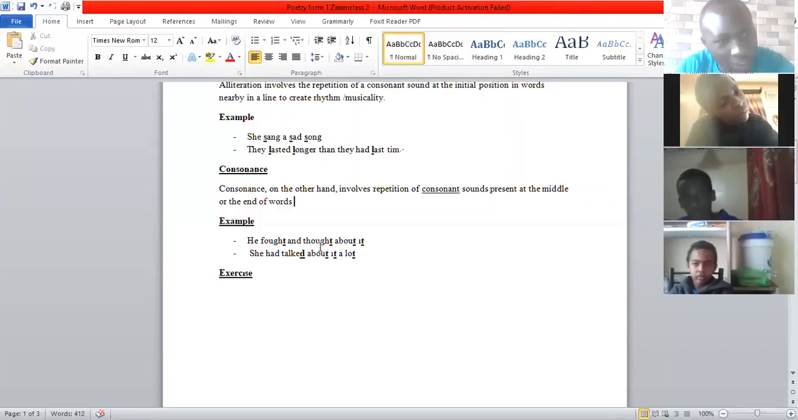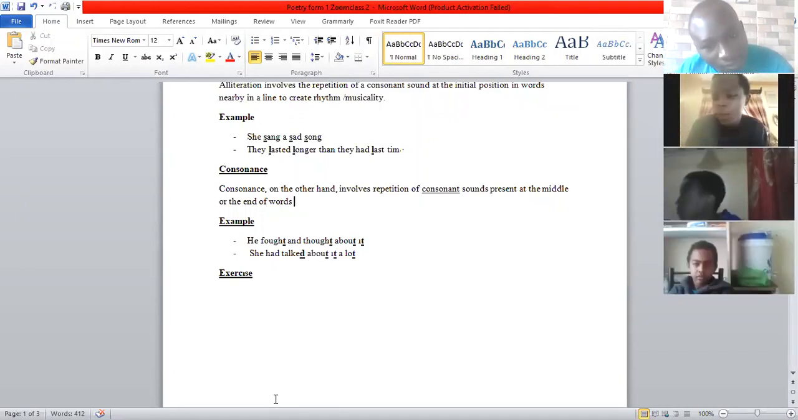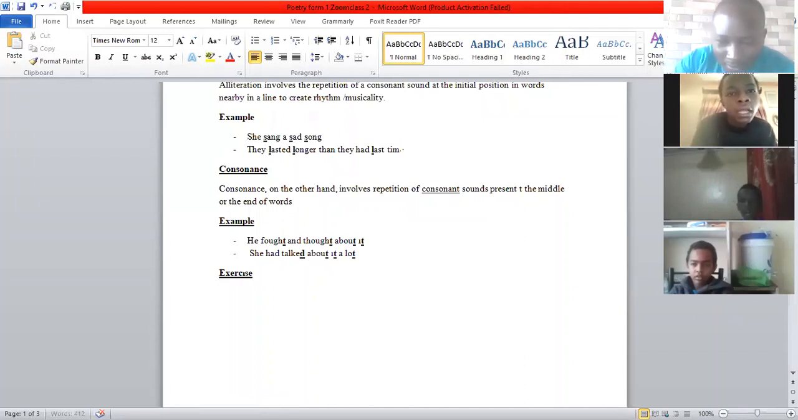Yes. Okay, Ludeño, your hand is up. Yes, thank you. I find it hard in the way you have explained consonants. Consonants, on the other hand, involve repetition of consonant sounds present in the middle or the end. Let me correct this one. In the middle or the end of words. So it can be anywhere, but not at the beginning.